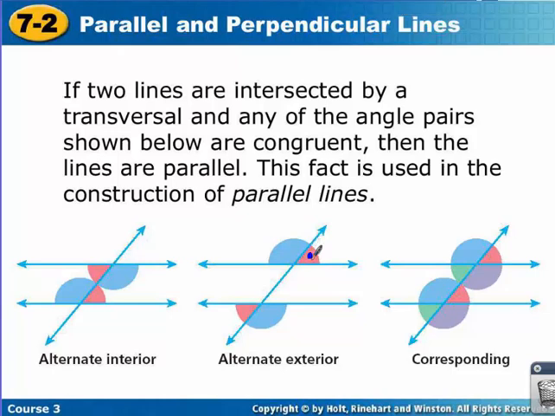Now these angles are alternate exterior angles. Okay, so they alternate and they're on the outside of the parallel lines. They alternate on each side of the transversal. So these are alternate exterior angles.